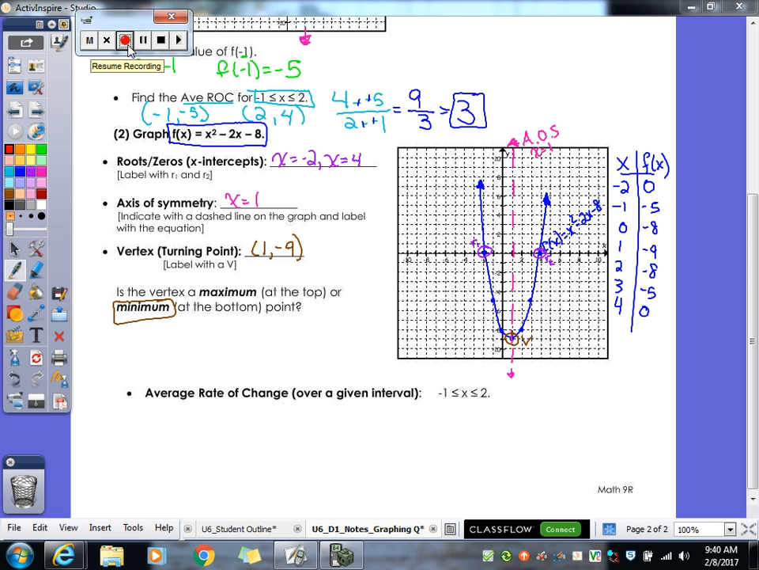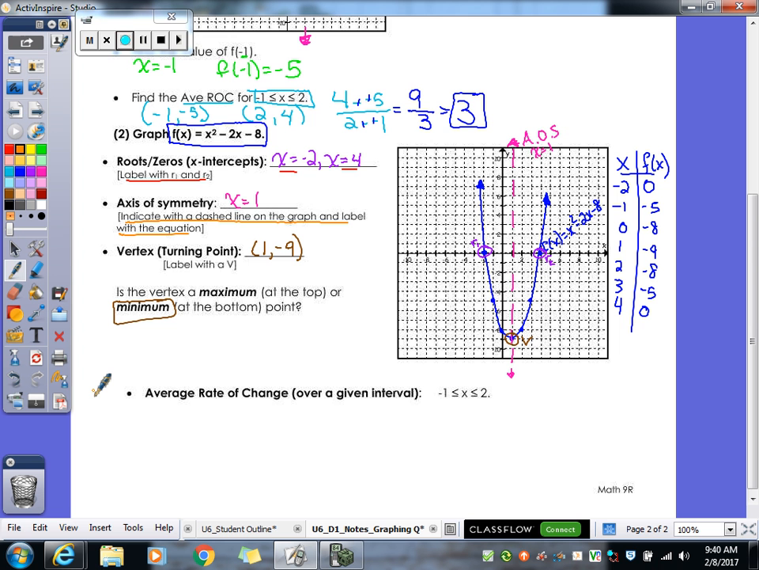All right, let's take a look, see how you guys did so far. So that's what your graph should look like. Our two roots are at x equals negative 2 and then x equals 4. Make sure you read your directions underneath there. You need to have labeled them with R1 and R2. Our axis of symmetry was at x equals 1.